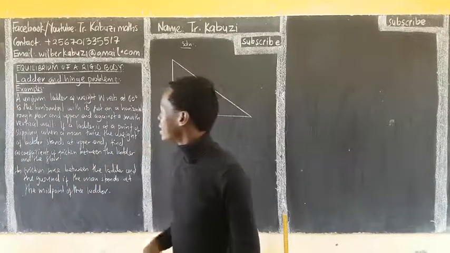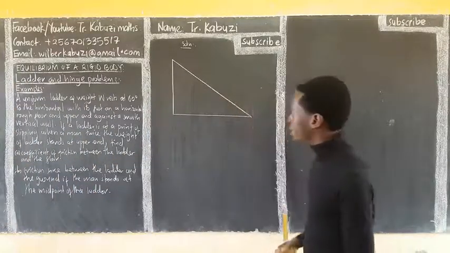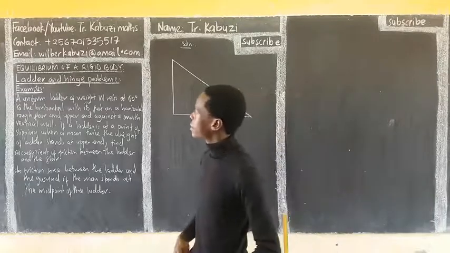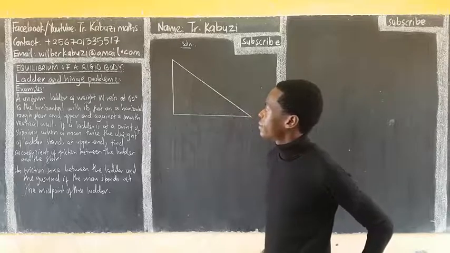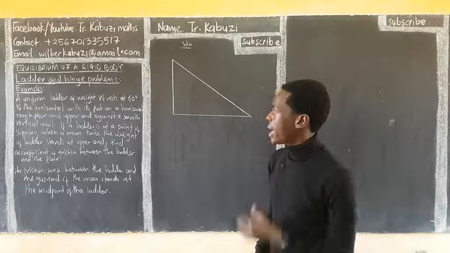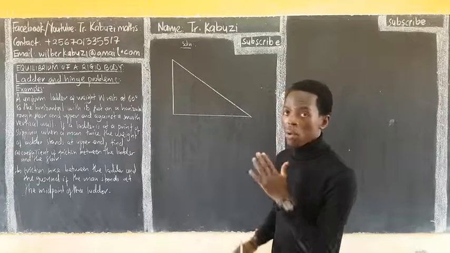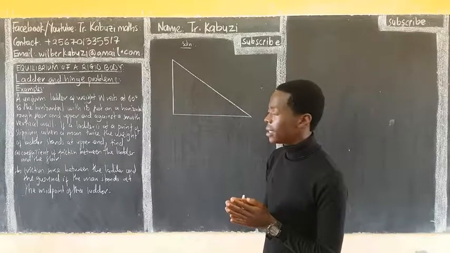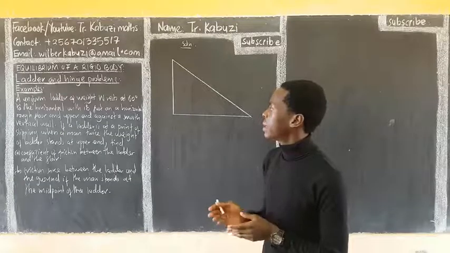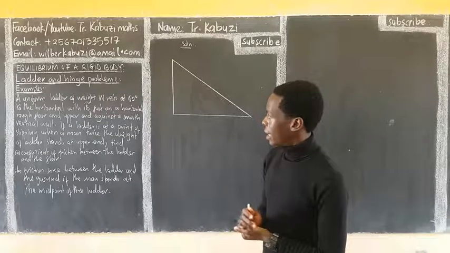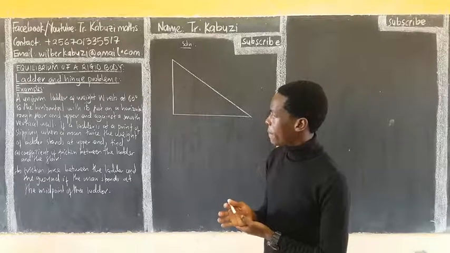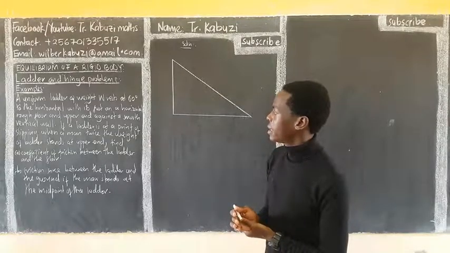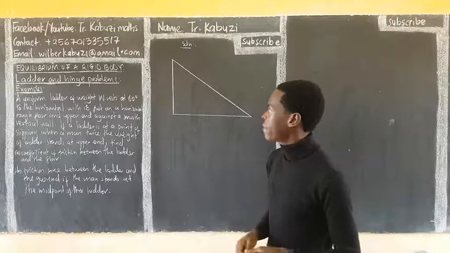Okay, now members, let us see how we can handle this question. It says, a uniform ladder of weight W rests at 60 degrees to the horizontal with its foot on a horizontal floor and the upper end against a smooth flat wall, so the wall is smooth. If the ladder is at a point of slipping, it means that it's limiting equilibrium. At the point of slipping, when a man twice the weight of the ladder stands at the upper end, find the coefficient of friction between the ladder and the floor.